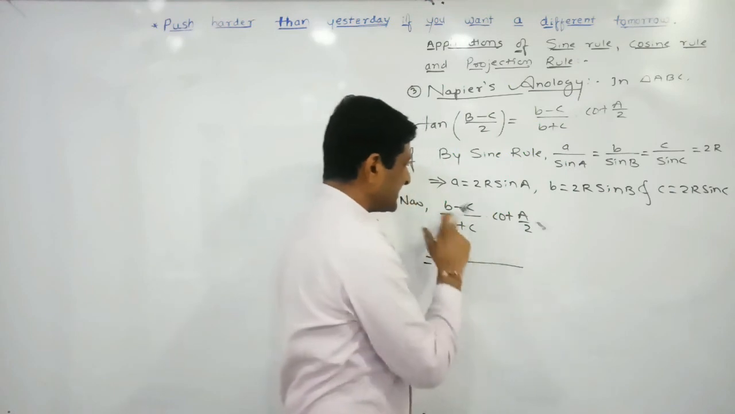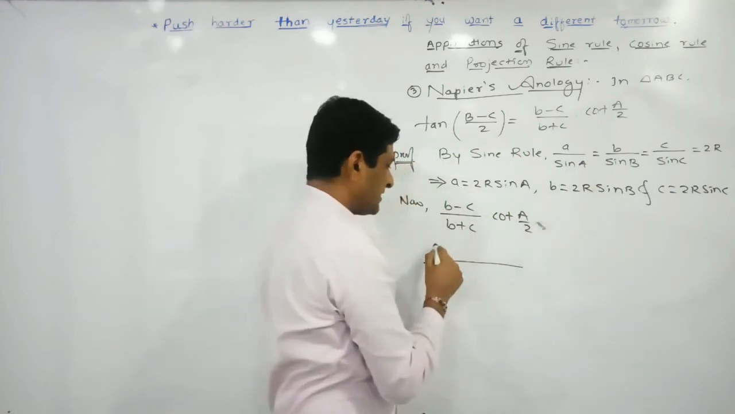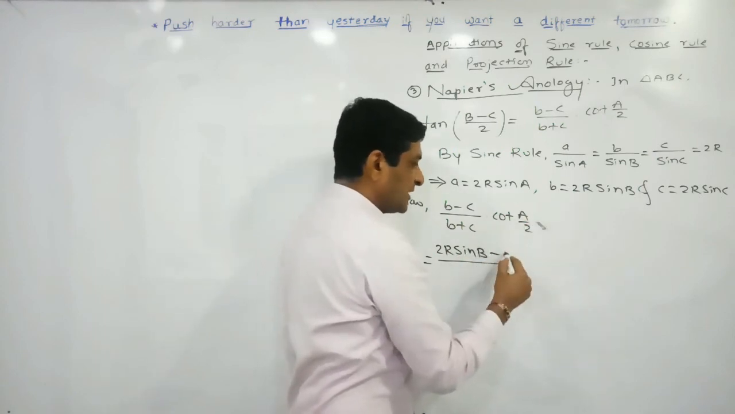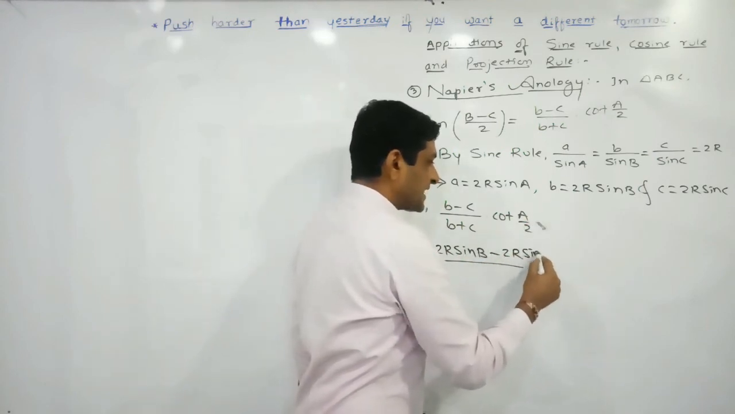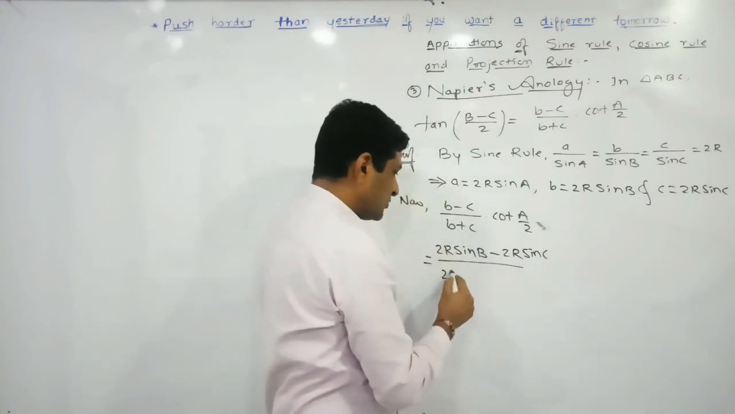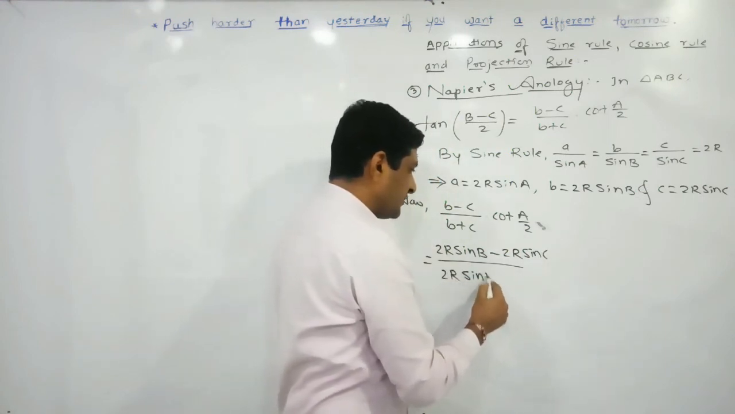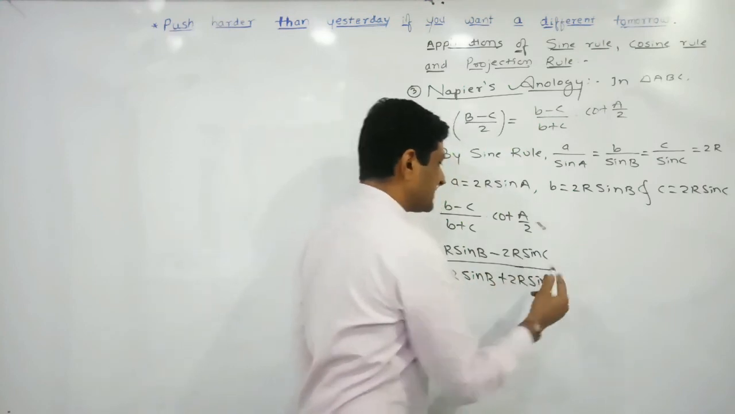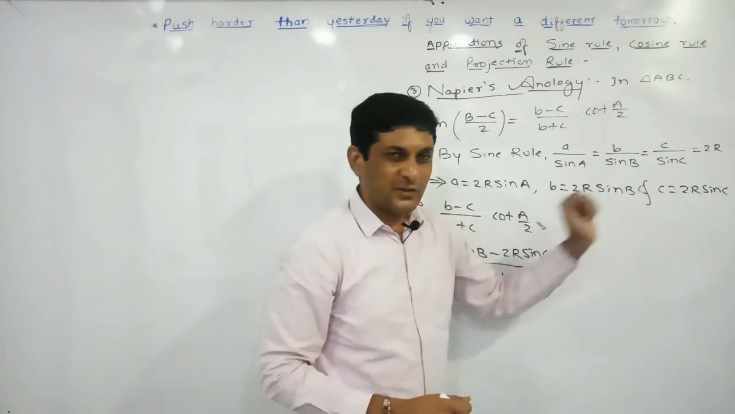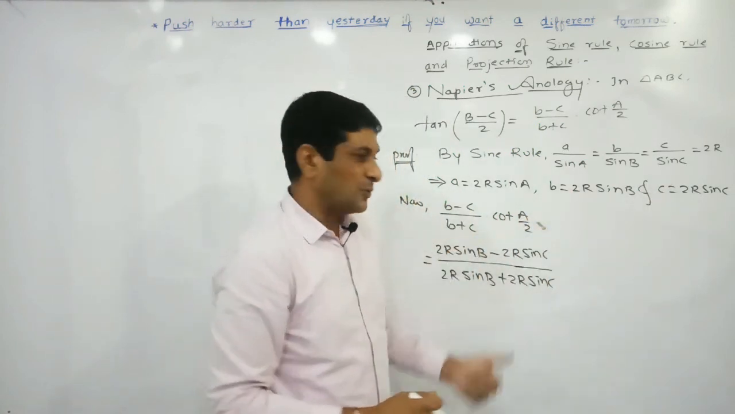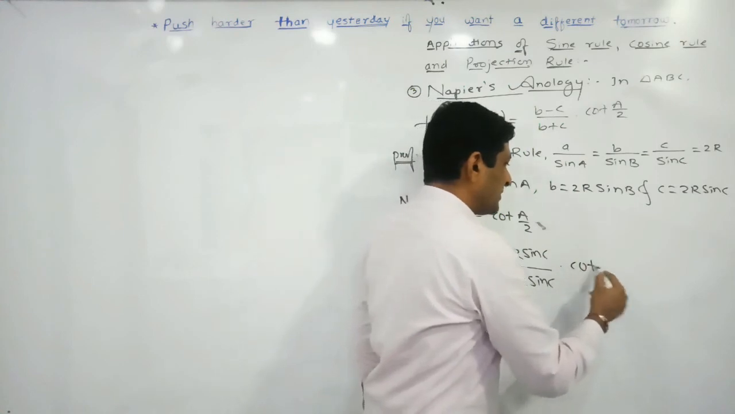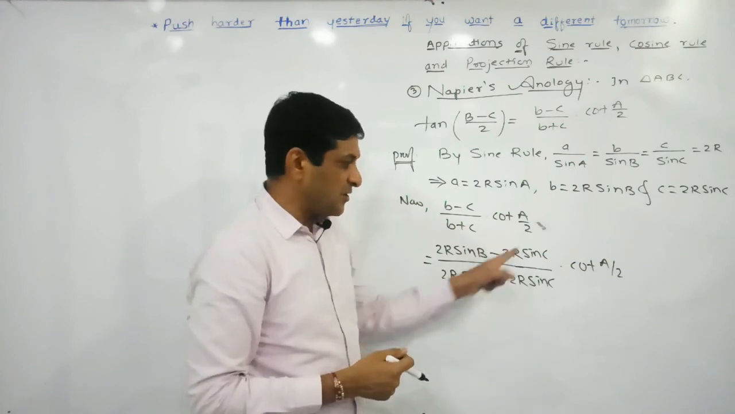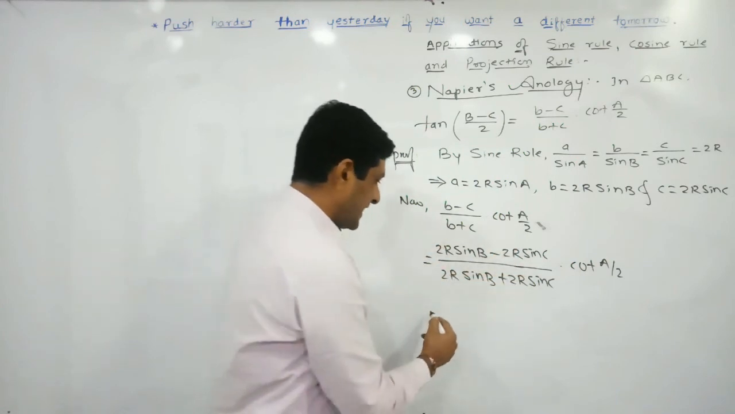we are replacing b by its value. What is the value of b here? 2R sine B minus c, which is 2R sine C, in the numerator. In the denominator, 2R sine B, keep it as it is, plus 2R sine C. Replace this b and c by their values, which you got from the sine rule, into cot(A/2), keep it as it is. Now, if we observe the numerator and denominator, 2R will get cancelled.